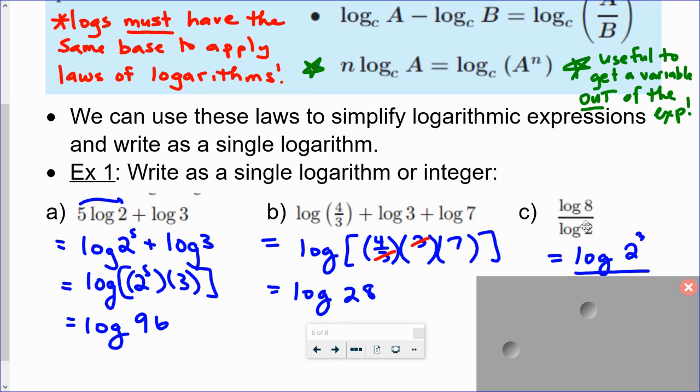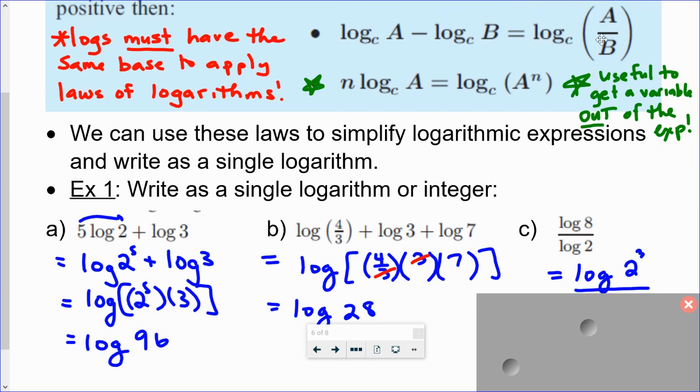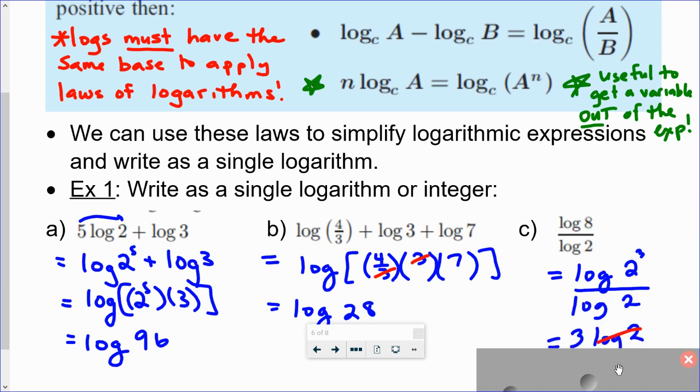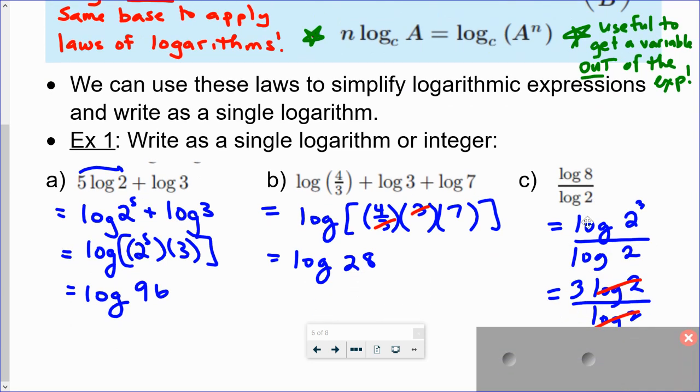Last, if I have log 8 over log 2, remember that this is not the same as this situation. Okay, that's the log of two values being divided, not two logs being divided. So what I need to do is rewrite this in terms of the same base. And then I'll notice a little trick here. When I rewrite this as log base 10 of 2 cubed, I can drop that 3 in front, and all of a sudden now I have 3 times log 2 over log 2. Those log 2's can cancel out, and I'm left with 3.